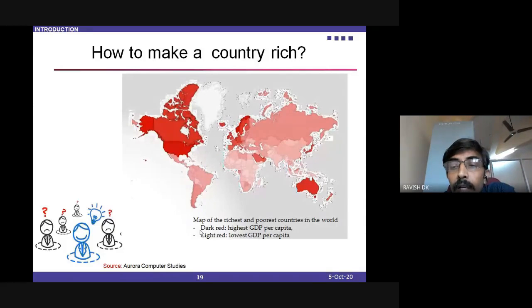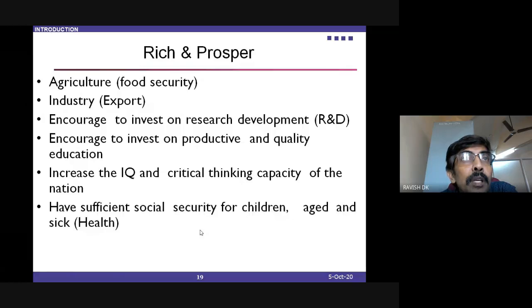And what is our intention? Technology, R&D, human resource development, and the government of India are all working together for one aim: to make our country rich. How to make our country rich? One is to rely on our own food; we have to cultivate our own food. That is what we call food security. Second is industry and export. We have to build a lot of industry, particularly the medical device industry.